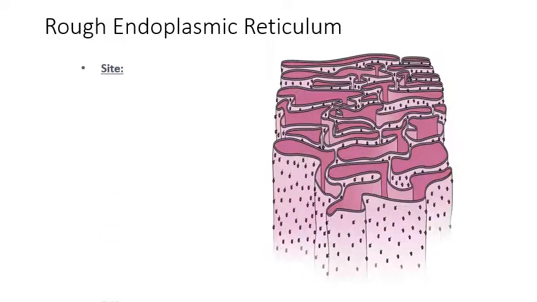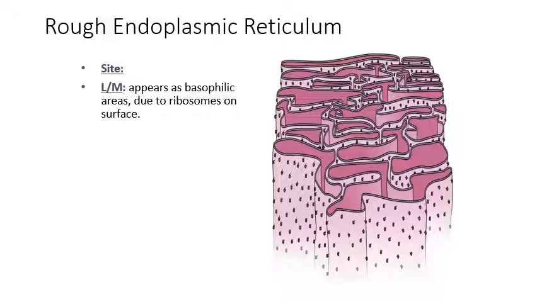First, we're going to talk about the rough endoplasmic reticulum. Where can I find it? In a protein-producing cell. By LM, it appears basophilic.